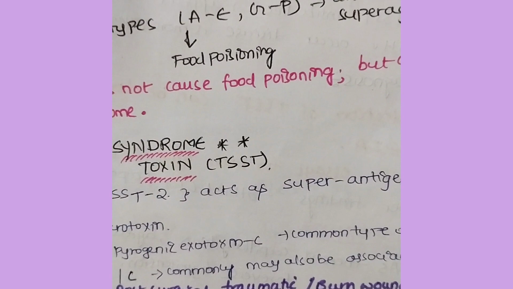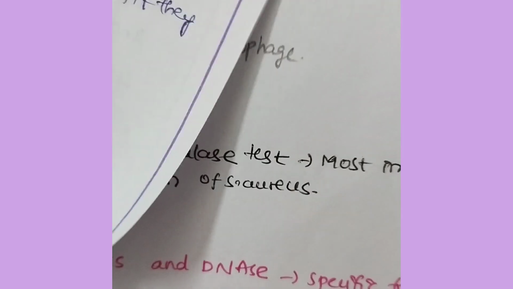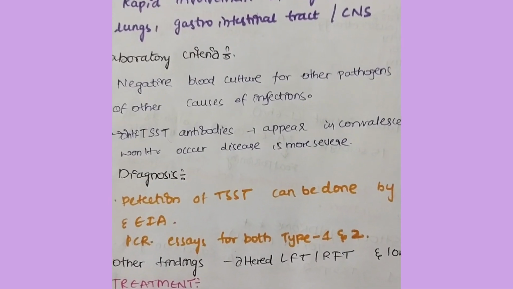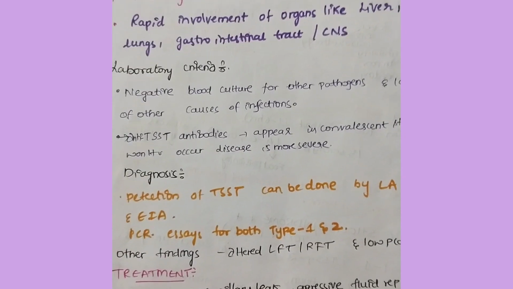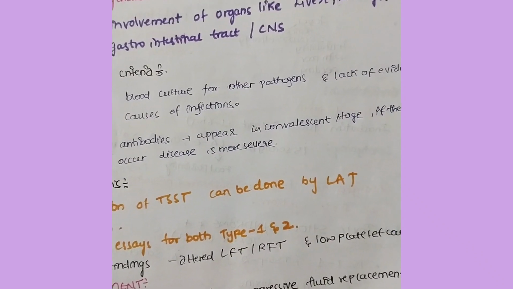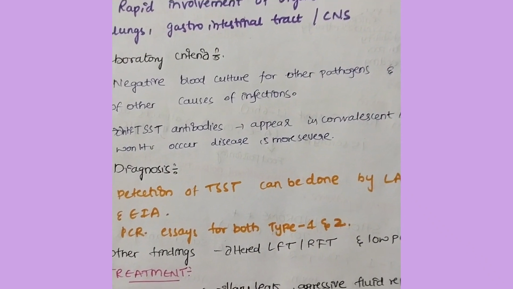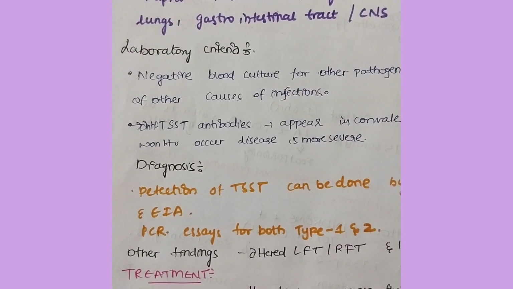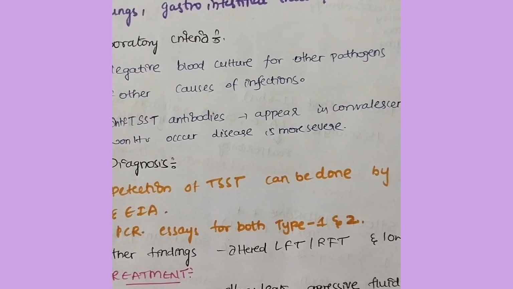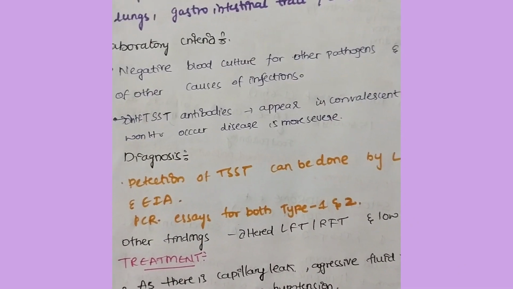Okay, that's fine. Now about toxic shock syndrome. Coming to clinical features. Clinical features will be fever, hypotension, mucosal hyperemia, vomiting, diarrhea, confusion, myalgia, which means muscle pain, and abdominal pain. Hyperemia is associated with some infections or allergies. Hyperemia will be seen, and fever, these all will be seen. Pain and erythematous rashes will be seen. Rapid involvement of organs like liver, kidneys, lungs, gastrointestinal tract or CNS.